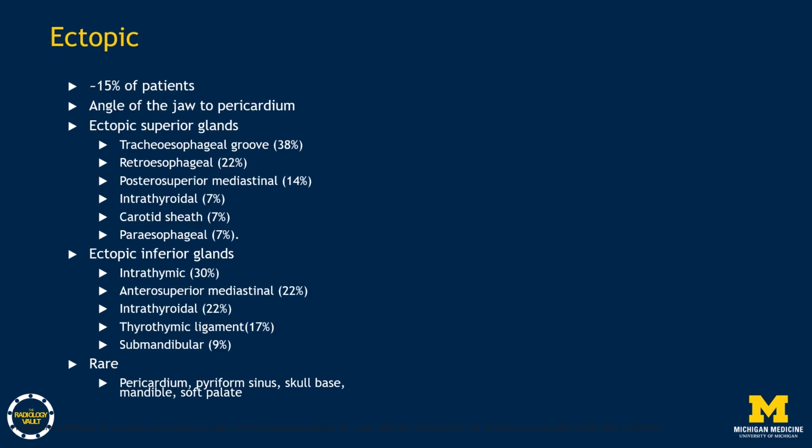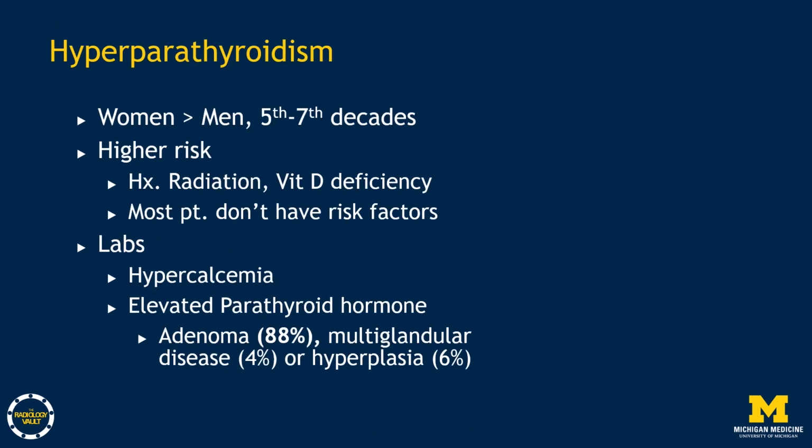About 15% of patients have ectopic glands, so it's important to review the imaging from the angle of the jaw to the pericardium. Usual ectopic locations include about the esophagus, carotid sheath, in the superior mediastinum, including intrathymic, and within the thyroid gland. Patients with hyperparathyroidism tend to be women greater than men in the 5th to 7th decade.